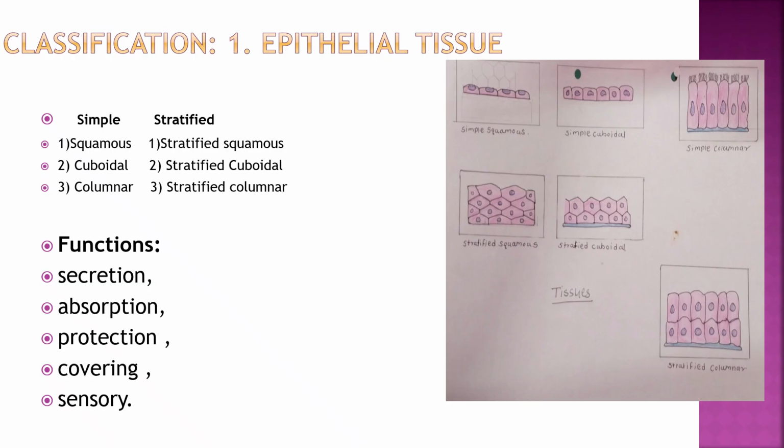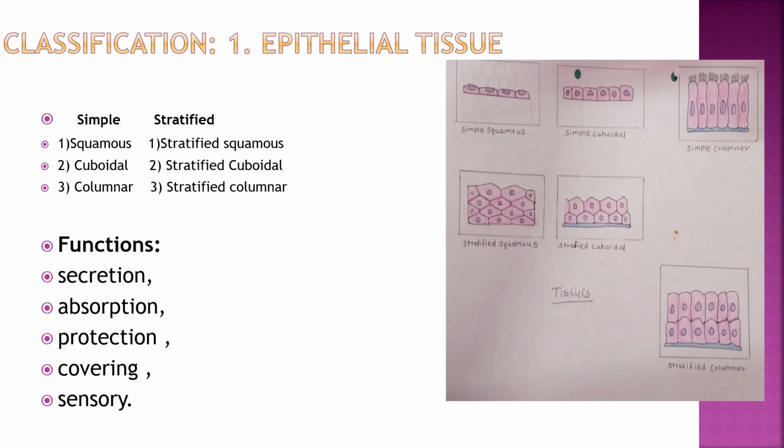The function of epithelial tissue is mainly covering of the body, for example skin, so protection. Then covering of organs like liver, kidney. Protection of body and organs is the main function of the epithelial tissue.